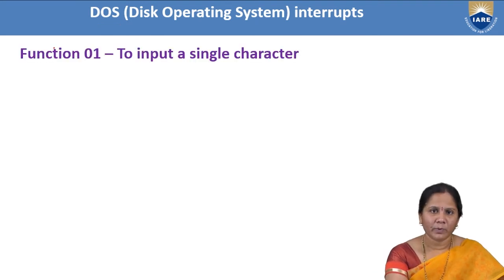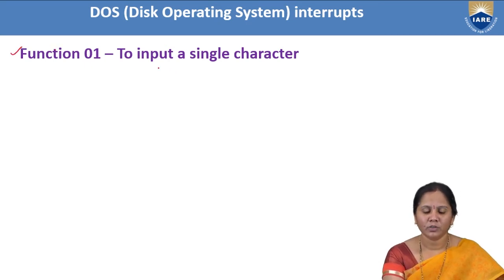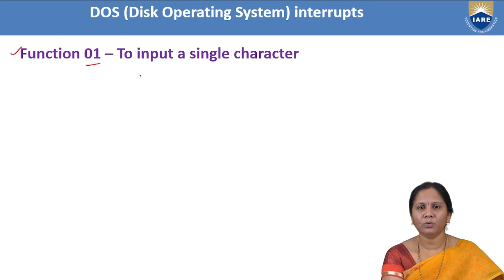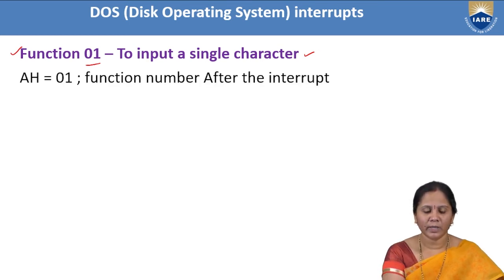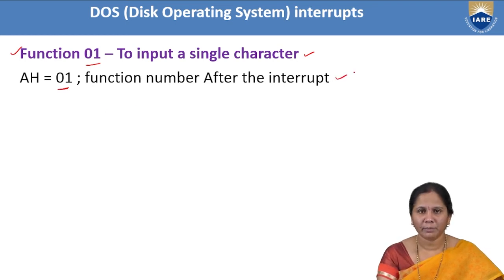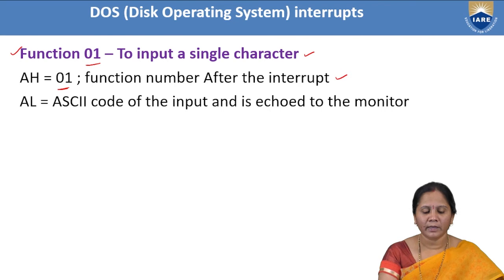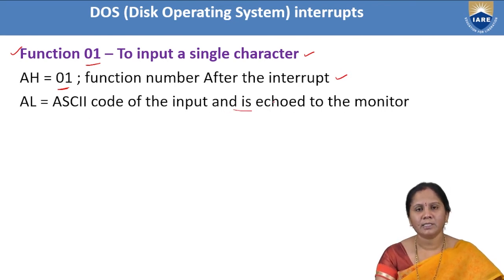Another function provided by INT 21H is function 01. If you load this 01 value into the AH register, it inputs a single character. That means a single character can be given as input. So AH will be 01, which represents the function number. And the value of AL will be the ASCII code of the input, and it is echoed to the monitor. That means it is displayed on the monitor.